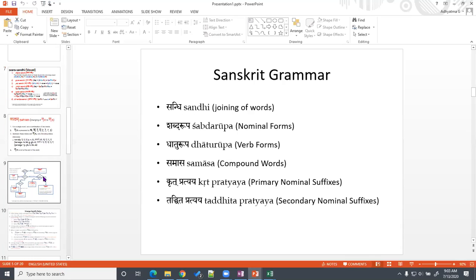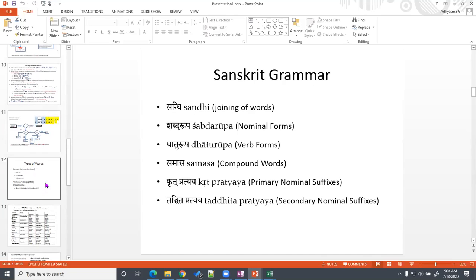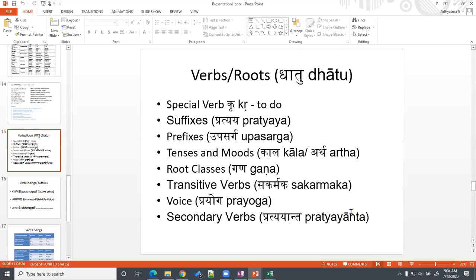So, if you remember from the last course, which I hope you still remember, we have these kind of things in the verbs. So verb is the central part of a Sanskrit sentence. We have suffixes called pratyaya. We have prefixes called upasarga. We have tenses and moods. So kala is the time, the tenses, and mood is artha.